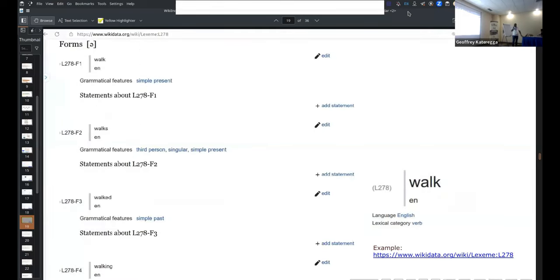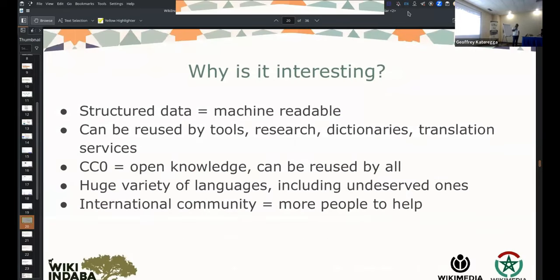And then finally, the English word walk, as a verb, has different grammatical features, as I mentioned earlier. So why is this interesting? Why is this important? First of all, the lexemes are structured. They are structured data, which means machines and humans can read them. And that also means that we can build tools on top of this data. Researchers can use that data to have a better understanding of the language.